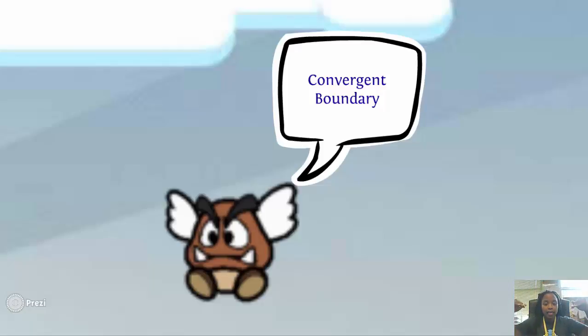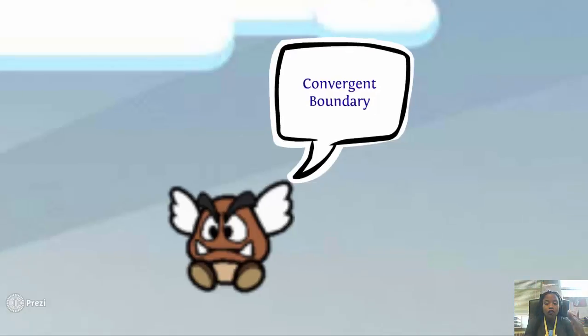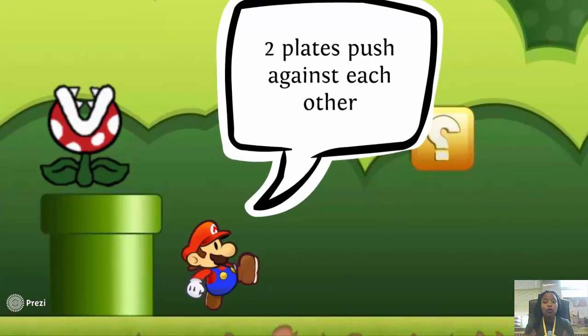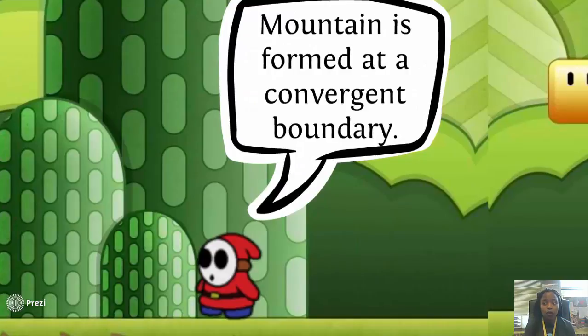Now, convergent boundary, if these are my plates, are when 2 plates push against each other. They do what? They push against each other. All right? So convergent boundaries occur when two plates push against each other. Now, when convergent boundaries happen, a mountain is formed. All right? The highest landform. The mountains are the highest landform. The Himalayas are the highest mountain in the world. So remember, when two plates push together, we get a convergent boundary and a mountain is formed. Go ahead and pause the video and fill that in your notes now. Make sure you pause.